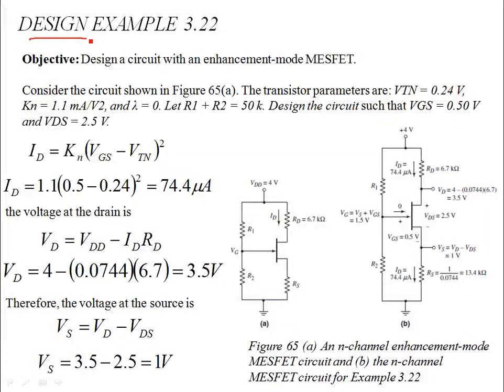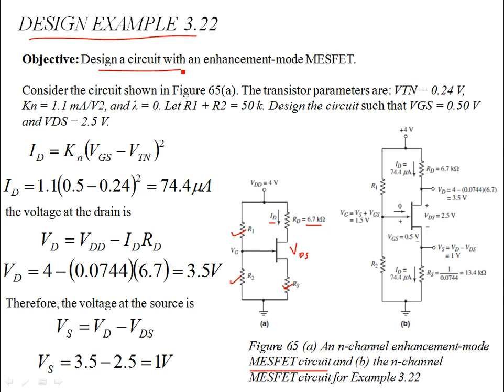This is design example 3.22 from the course text, and it involves an N-type MESFET transistor in the circuit. You're given the biasing circuit, and the circuit is to be designed such that for the given ID and VDS, you have to find the resistances. The unknown resistances are R1, R2, and RS. RD is given as 6.7 kilo ohms.